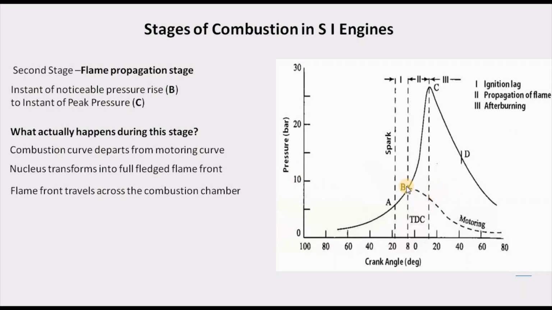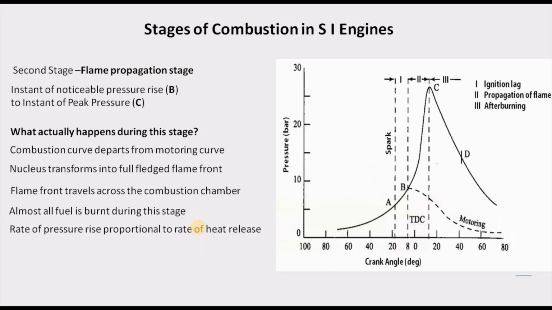This flame is going to travel across the combustion chamber, and it is going to ensure that almost all the fuel inside the combustion chamber is burnt. Where almost all the fuel is being burnt, the amount of heat produced will be higher, and therefore at the end of this stage we can assume that the pressure is almost maximum because almost all fuel has been burnt. The stage starts from the point where there is a noticeable rise in the pressure till maximum pressure is reached, and this rate of pressure rise is proportional to the rate of heat release.